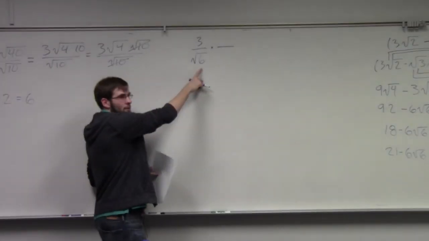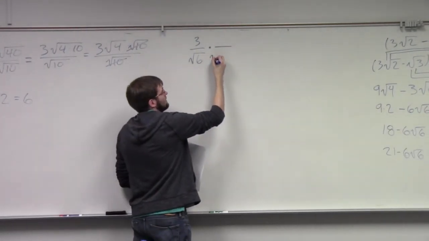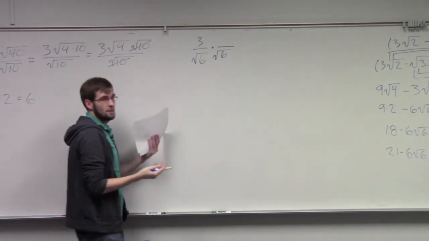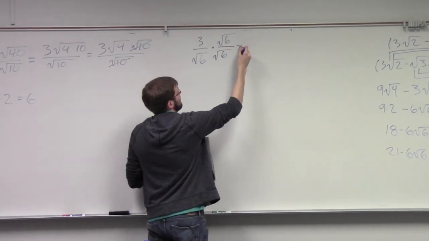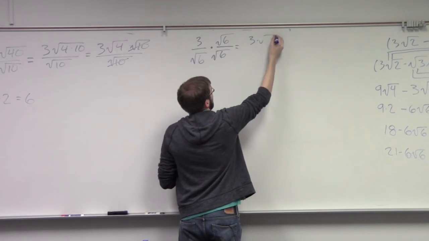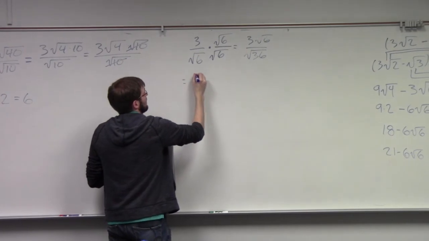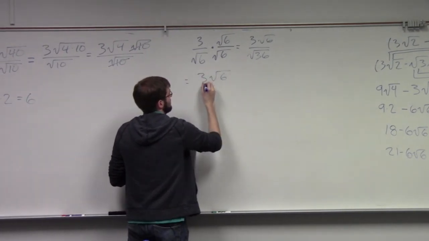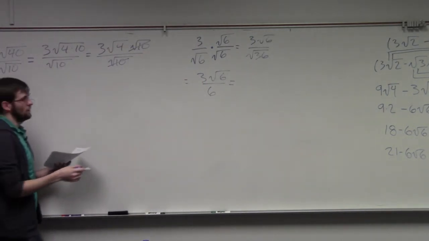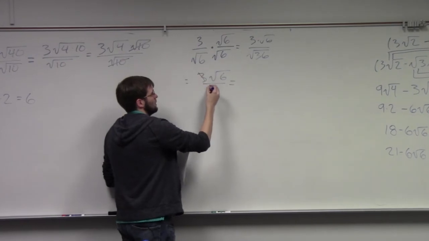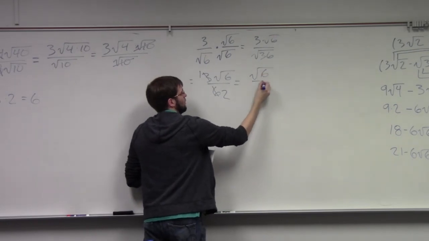How do I make this guy perfect? By square root of 6, right? So if I multiply him by square root of 6, what's 6 times 6? 36 is a perfect square. So whatever I do to the bottom, I have to do to the top as well. So I have 3 square root of 6 all over the square root of 36. That's right. The square root of 36 is just 6. And then before I move on, can I simplify? That's right, I can reduce the 3 and the 6. 3 goes into 6 2 times. There's a 1. So I have square root of 6 all over 2.